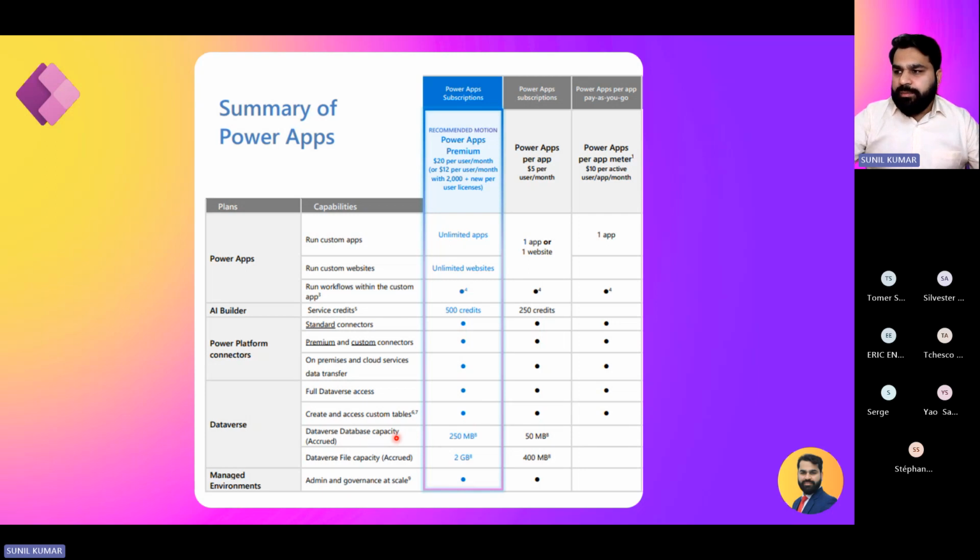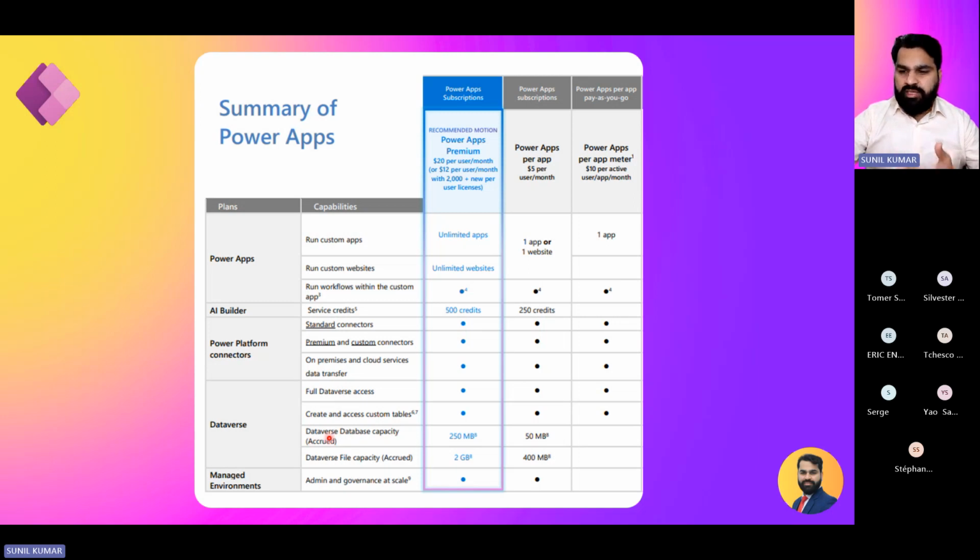Now, there is a separate database capacity which will be added to the tenant per license which are procured based on use. So for example, let's say an organization procures one Power Apps premium license, 250 MB of the Dataverse database capacity will be added to the organization tenant. If there are 10 such Power Apps premium licenses procured by an organization, then it will be 2500 MB of the database capacity added to the tenant.